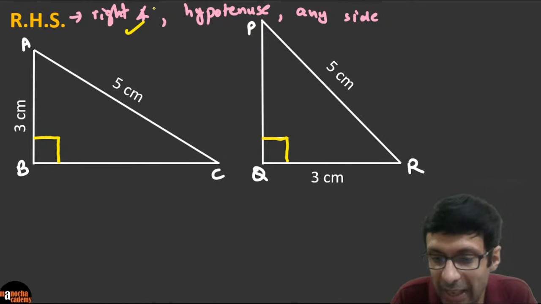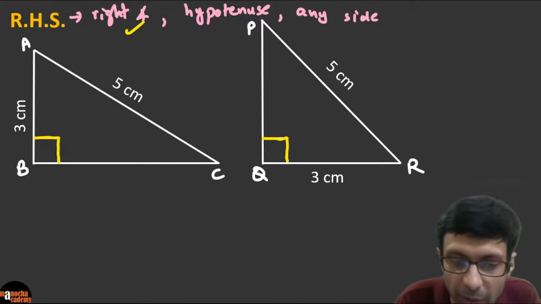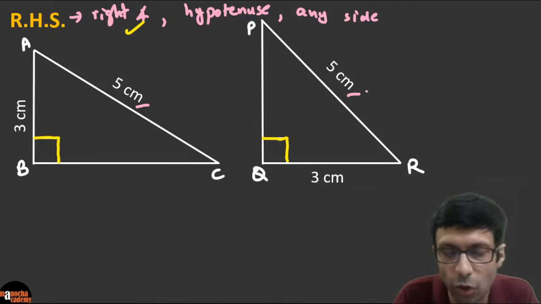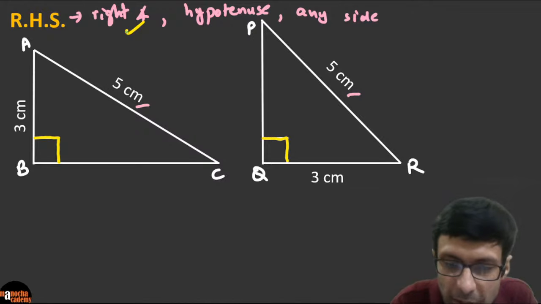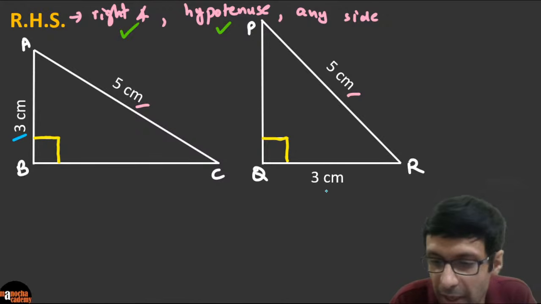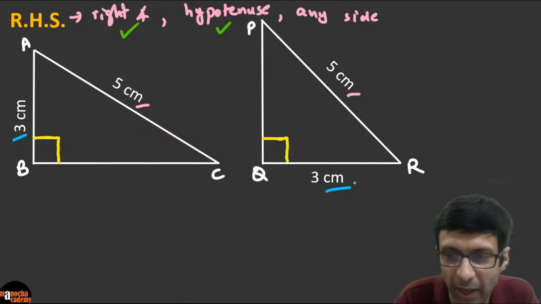The hypotenuse is AC and PR. They're equal, right? Guys, can you see they're equal to 5 centimeters here? So the hypotenuses are also equal. So this condition is also matching. The first one matches, the second one is matching, right? And any side. You can see that we have the same equal side, 3 centimeters, right?